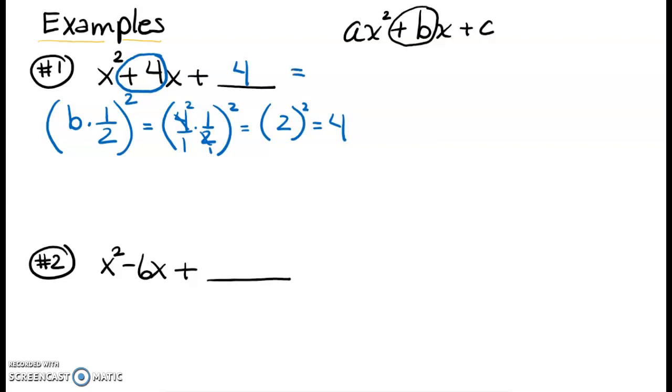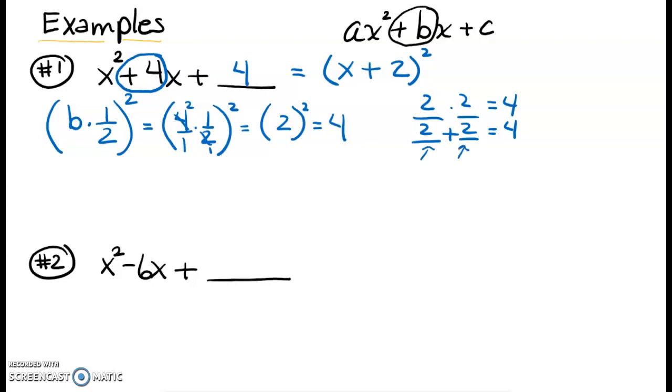And then I'm going to factor it and find out what perfect square I just created. So what are the factors of 4 that add to 4? Well, I know it's 2 and 2. So I'm going to place a positive 2 here, because my two factors, x plus 2, are the same, so I get x plus 2 squared. All right, let's try another one.